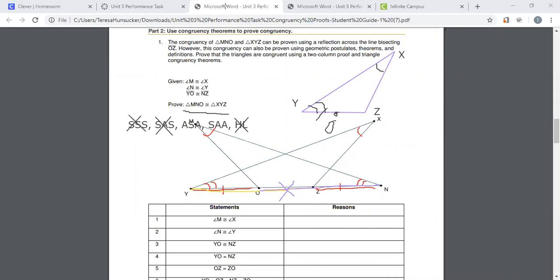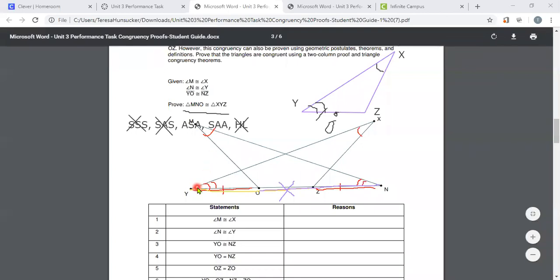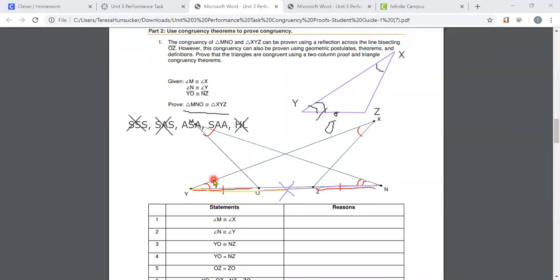Now let's talk about that for a minute. The included side is the side shared by both angles. So if you look at angle X and Y, they share side YX. So the included side would be YX. Look at the left triangle, okay?